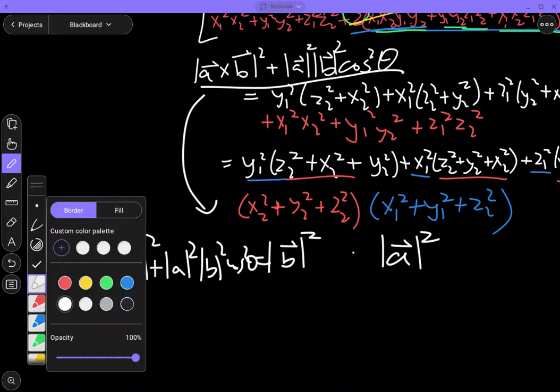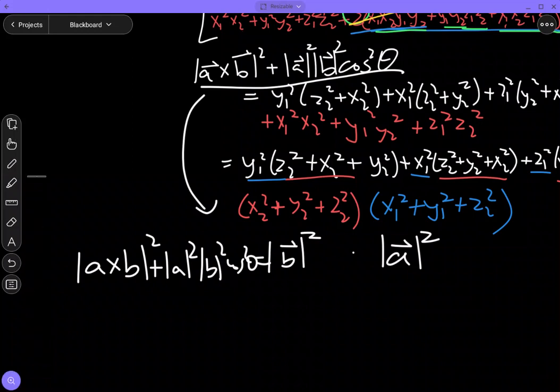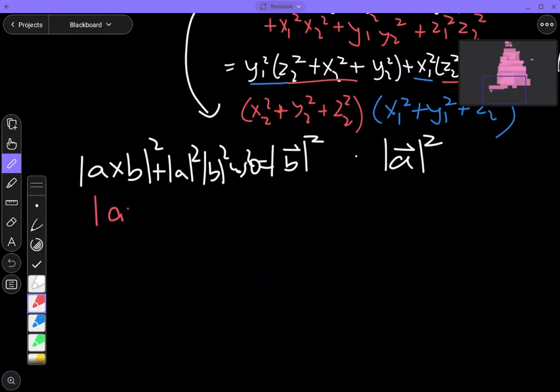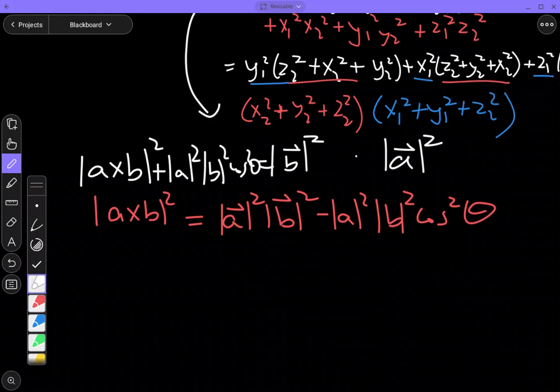Now let's subtract this term on both sides, magnitude of a squared, b squared, cosine squared, and we end up with the magnitude of a cross b squared is equal to the magnitude of vector a squared times the magnitude of b squared minus this. Great. And now we can factor again these common terms.